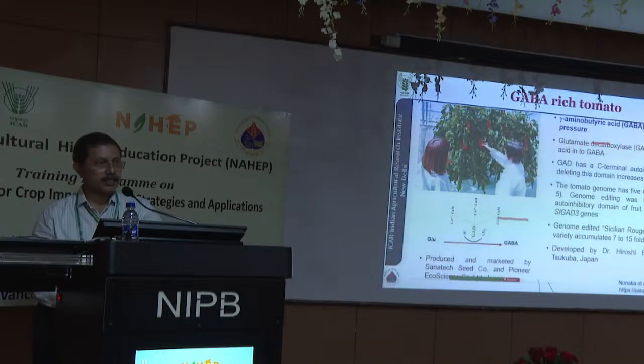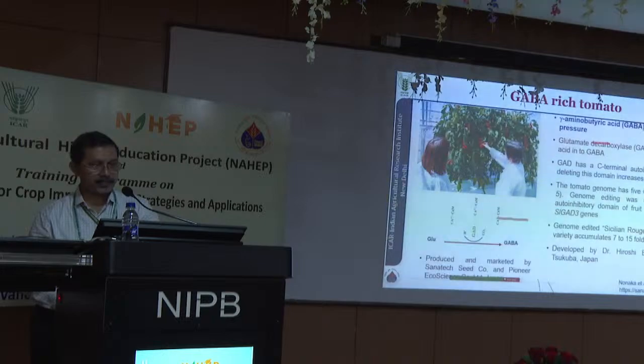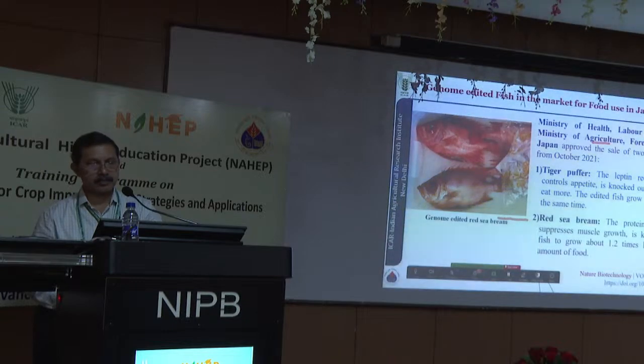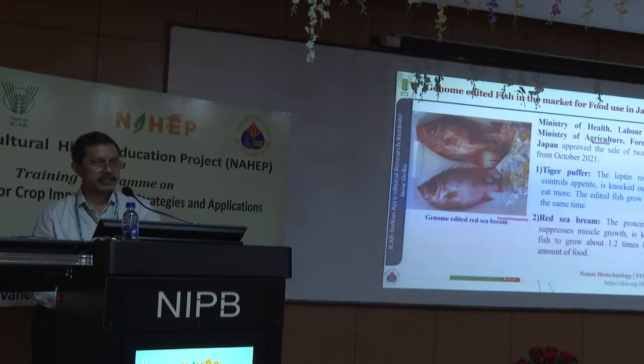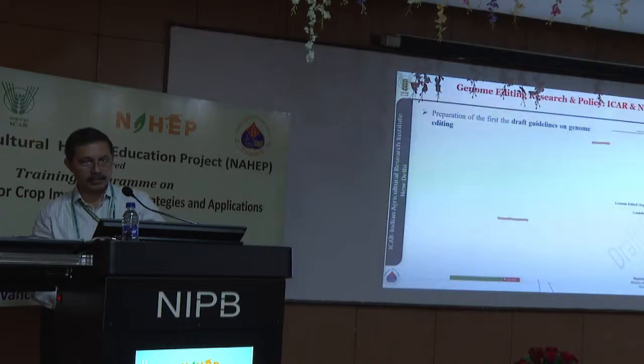The other genome-edited product which is commercially available to the consumer is the tomato, where the Japan Institute has commercialized this one. This again came in 2020, and then in 2021 and 2022 the genome-edited fish is already there in the market, edited for myostatin. This gives faster growth or less feed consumption, and it produces the same. So these were already approved by 2020.